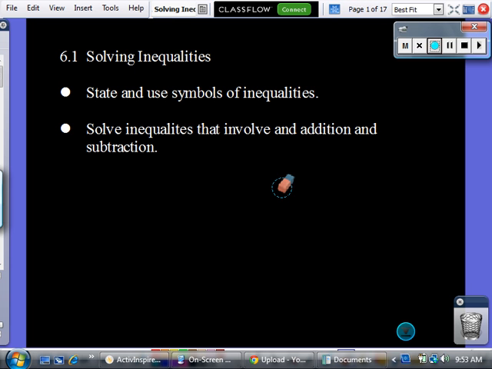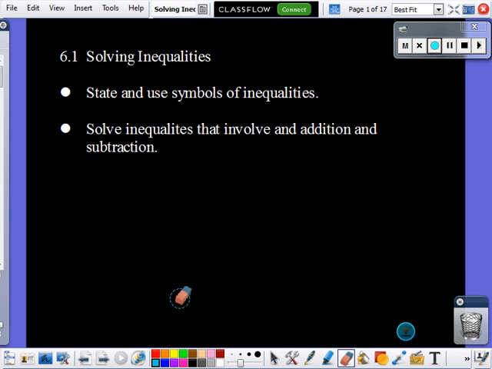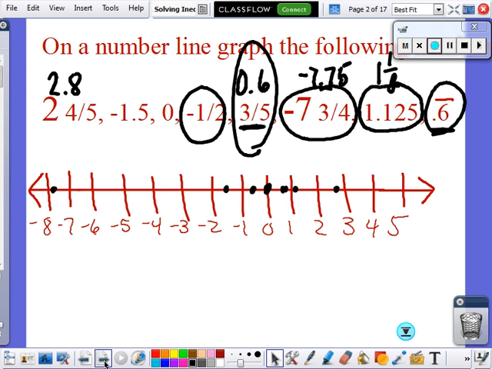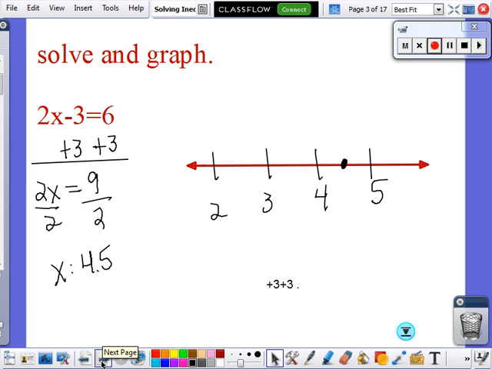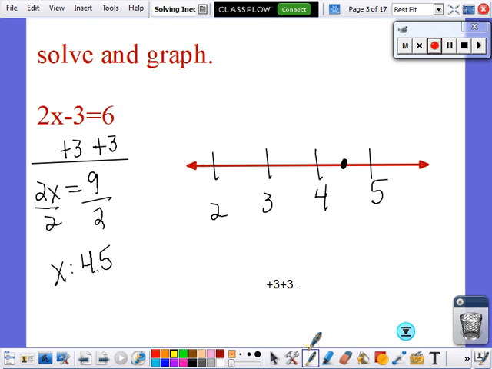Alright, so we're looking at an overview, not a review, of chapter 6, starting here in lesson 1. We've graphed all these points and found where they were on the number line. We're not going to erase that. And then we have reviewed solving equations, where we just had to get x by itself. Inequalities are no different from equations. We still do the same thing. We're still trying to get x by itself.